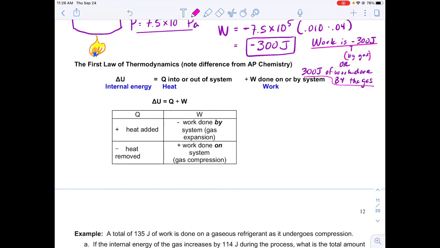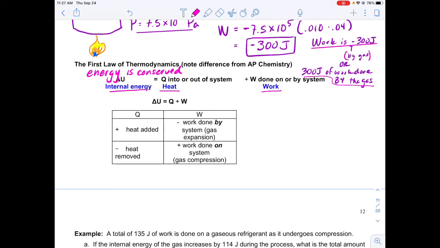Okay, so here it is. The first law of thermodynamics. The first law of thermodynamics is basically saying that energy is conserved. And what we're saying here is that the internal energy of a gas in this system is equal to the heat into or out of the system plus the work done on or by the system.